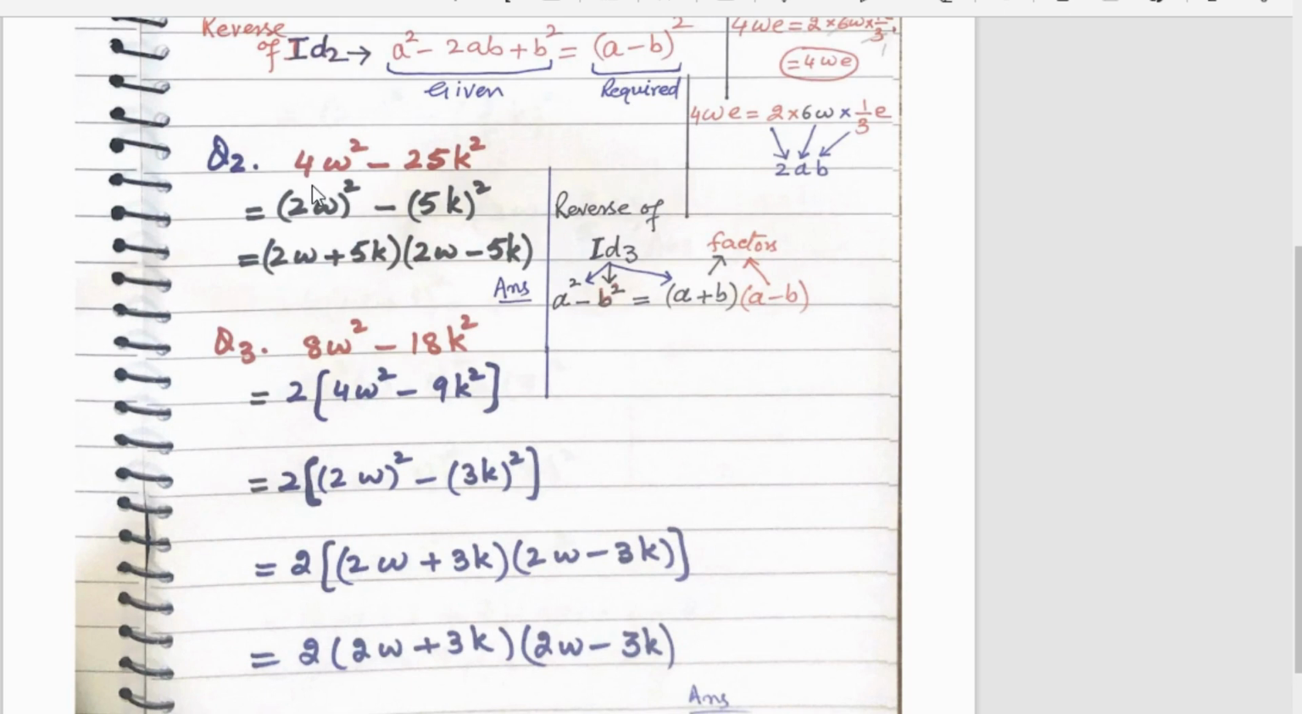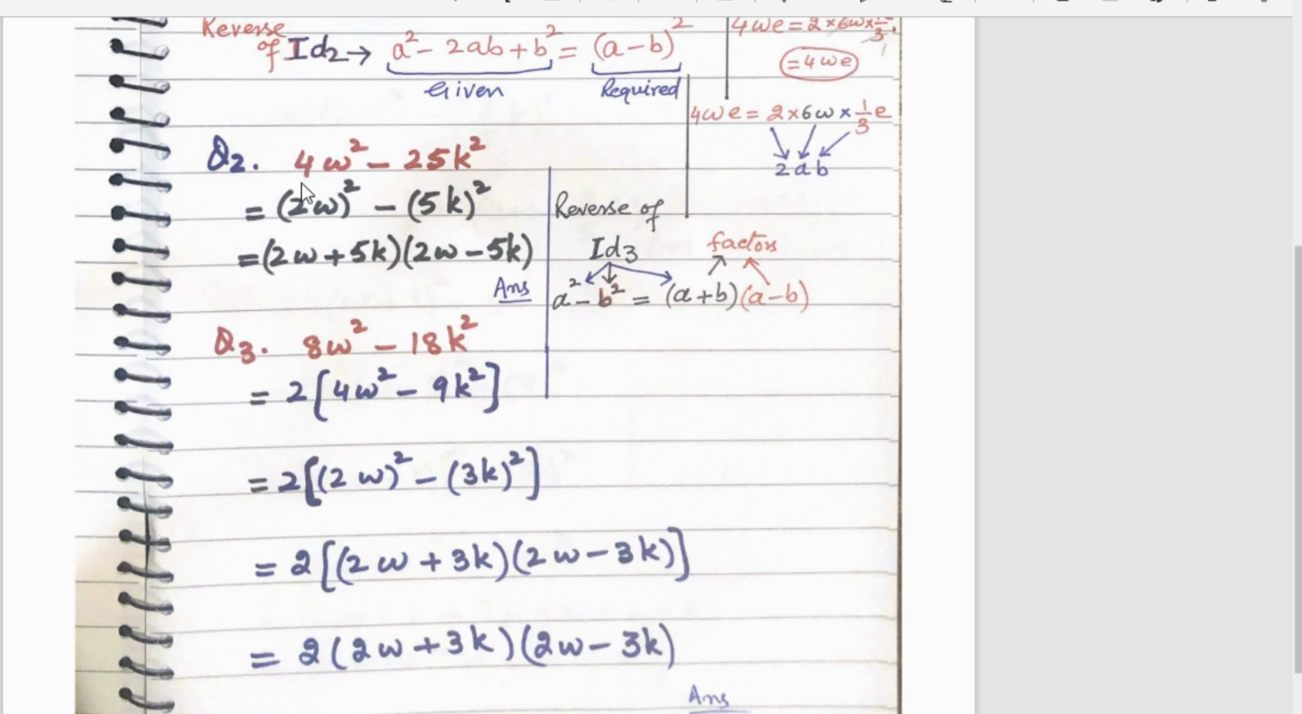Question number 2 has two squares. These squares are given to you, in front of you: 4w square minus 25k square. Now we don't have three terms. This is expanded form. We are given the expanded form, and we will move towards the factor form of this question with the help of the concerned appropriate identity.